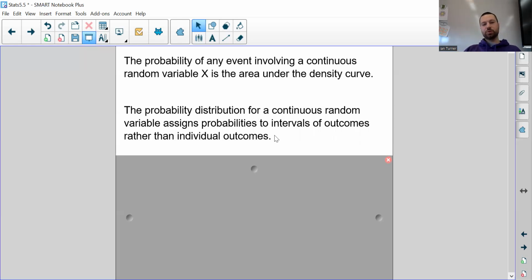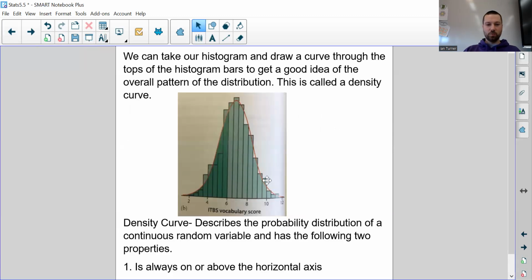The probability distribution for a continuous random variable assigns probabilities to intervals of outcomes rather than individual outcomes. Okay, so you're going to put all these outcomes in one interval, right? And like a histogram. This is where a histogram makes more sense than when we did it, remember we were doing one with a Jeep and it's like, we'll say it's at 300, this is the probability that you make $300 and then go to 450. This makes way more sense, right?